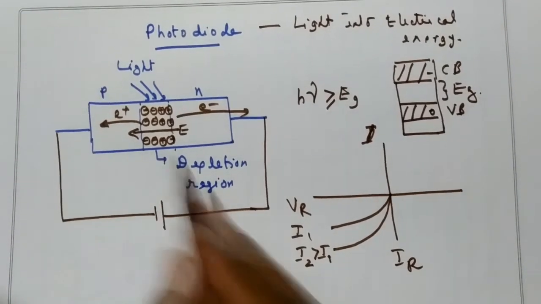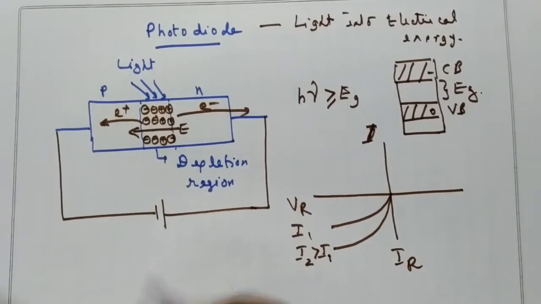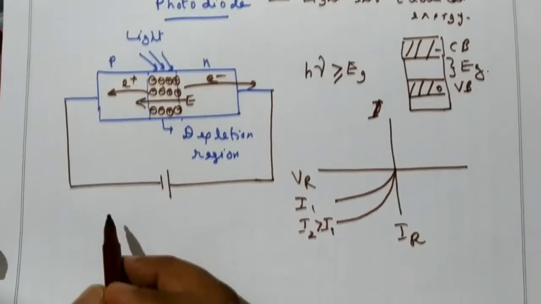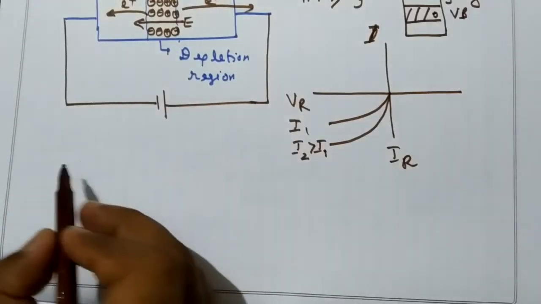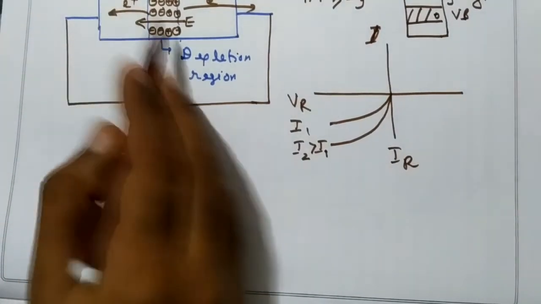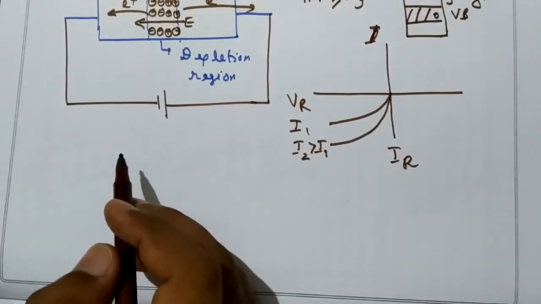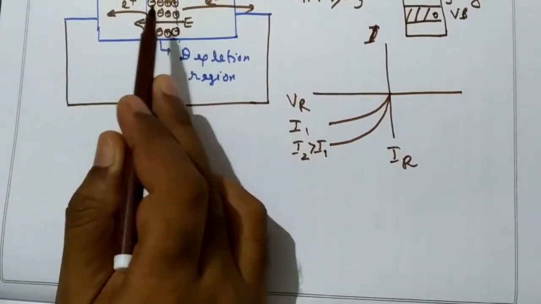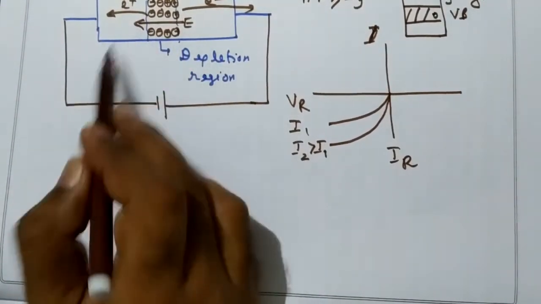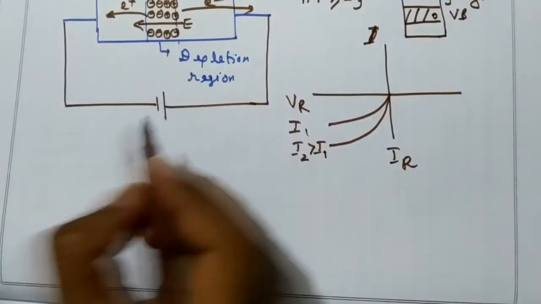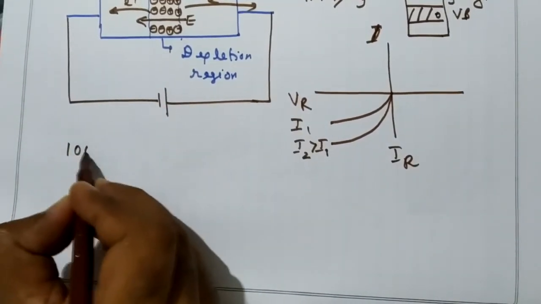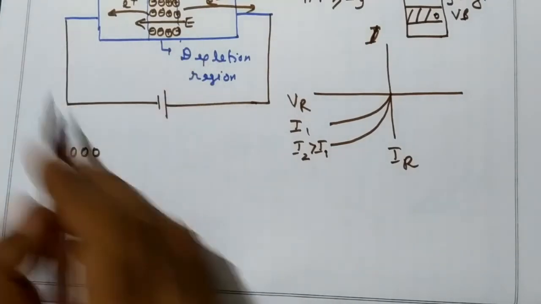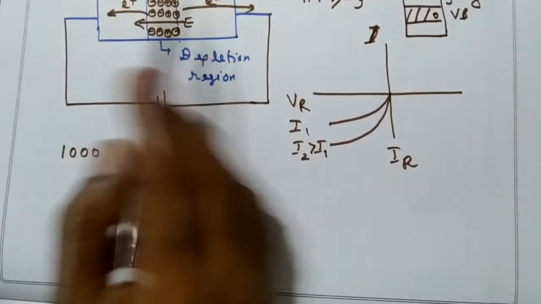Now why does this diode have to be reverse biased? What happens when it is forward biased? See, we take one example and try to explain this. Let us say the diode is forward biased. When the light is not there, some amount of current flows because of temperature and the diode being forward biased. Let us say there are 1000 charge carriers. Now the current due to 1000 charge carriers flows in the diode.